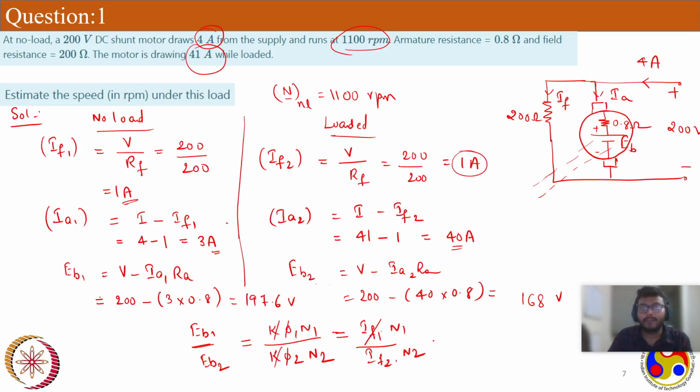Now whatever is left is N1 by N2, and what is the question asked in the problem, that is N2, the speed at loaded condition. Now N2 is nothing but EB2 divided by EB1 multiplied by N1. N1 is nothing but 1100 RPM, right? I will write it here. Now my N2 equals EB2, 168, divided by 197.6 multiplied by 1100. Can someone tell me?